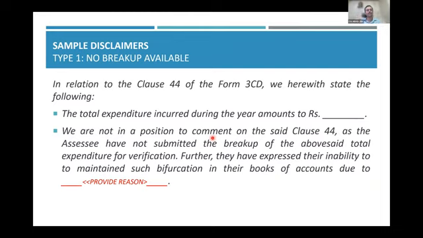I have just drafted some sample disclaimers for all situations. You can edit, you can do as per your understanding. With limited knowledge of income tax, I have drafted this. We are not in a position to comment on the said clause 44 as the SSC have not submitted the breakup of the above said total expenditure for verification. Further, they have expressed their inability to maintain such bifurcation in their books of accounts due to the particular reason.